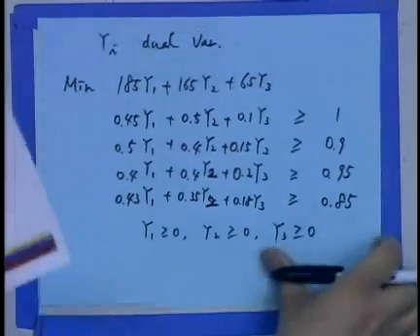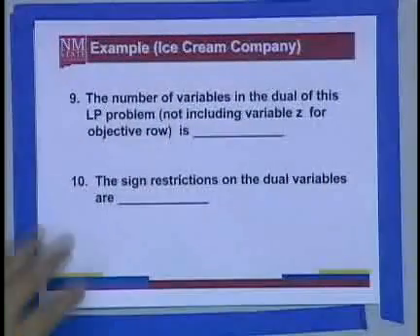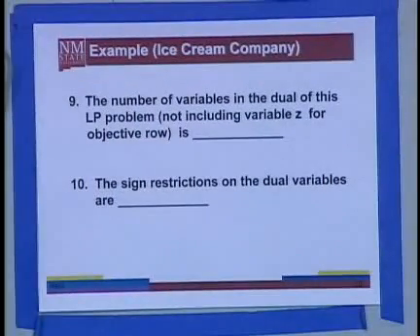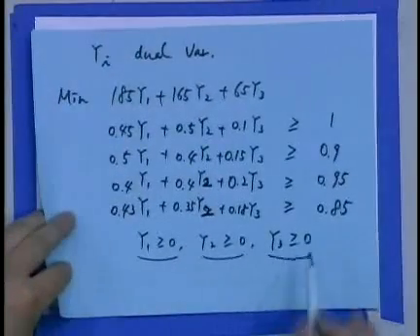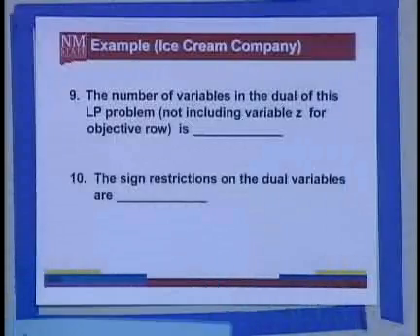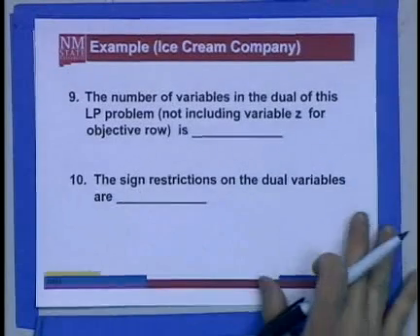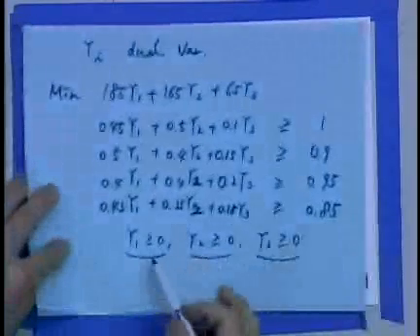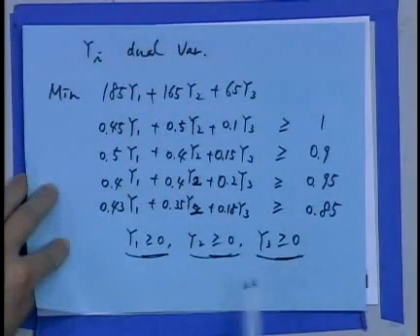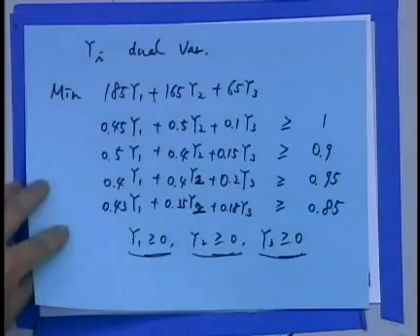So, first, question number 9. The number of variables in the dual of this LP problem, except for z, the objective function value, is 3, right? It's pretty easy. What about number 10? The sign restrictions on the dual variables are all non-negative. It's very easy, right?